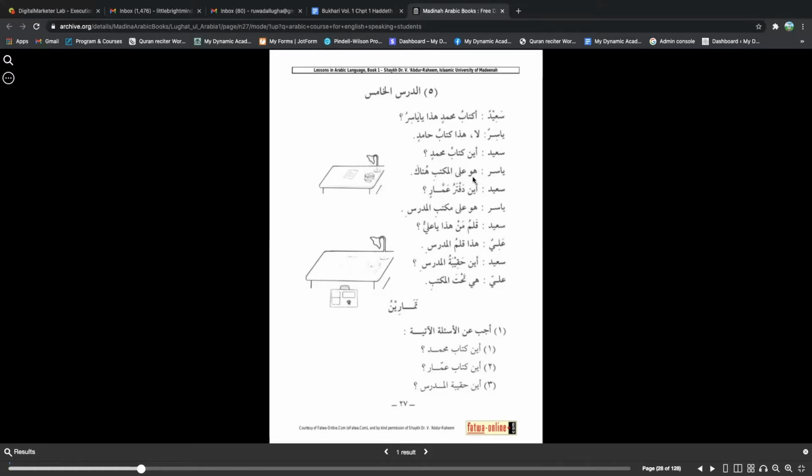So he says, huwa, and he's referring back to the book. As you may recall, every word in Arabic has a gender. So we would translate it as "it", but huwa, as we know, means he or him. So here he's saying huwa ala al-maktab. And notice it's al-maktabi. Why? Because of ala. Ala is a harf al-jar, so it makes whatever comes after it majroor, and the sign of majroor is a kasra. So either it's going to be a kasra or kasratain, and there are exceptions to the rule, but normally this would be the case.